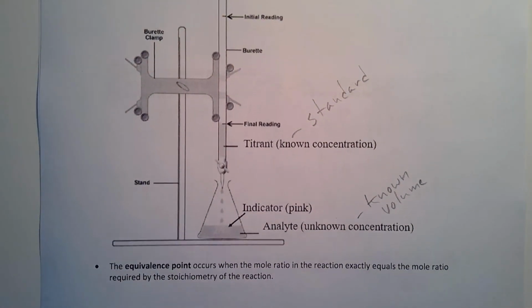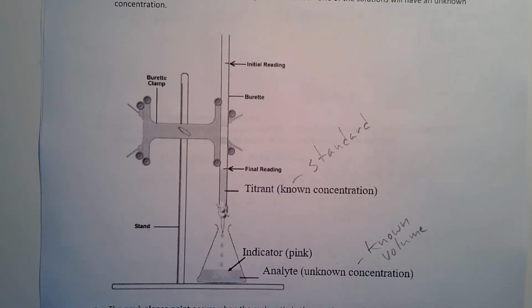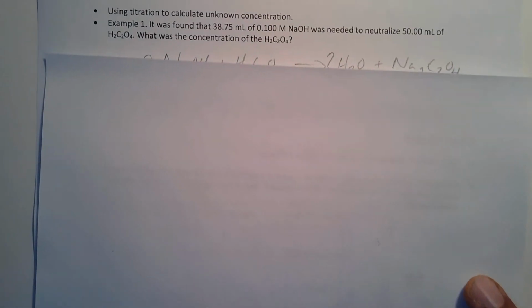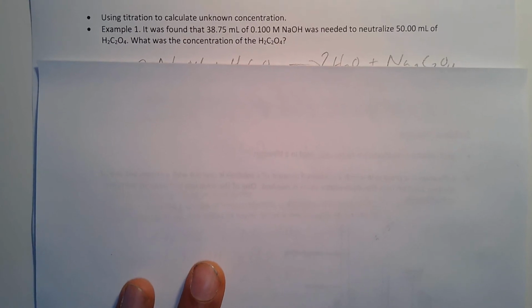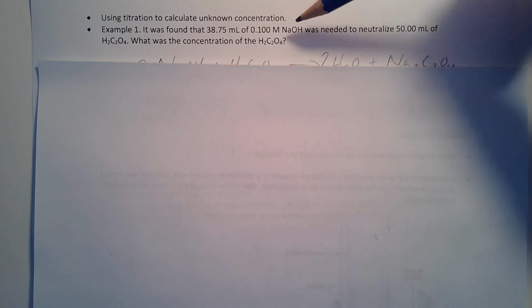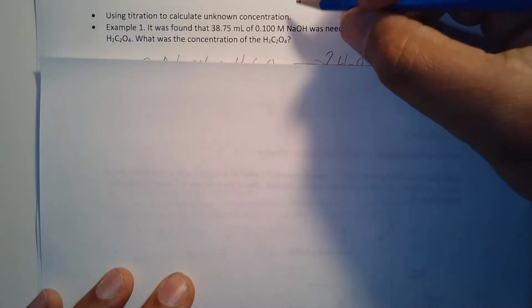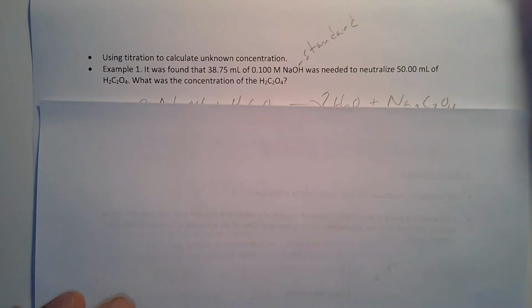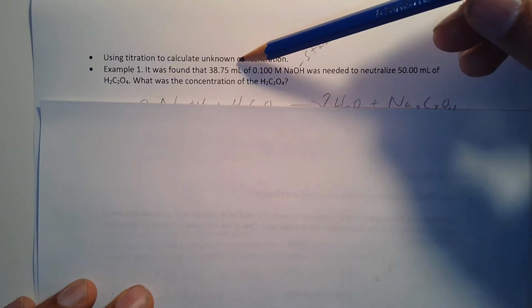So let's look at some questions having to do with this. Okay, so the first one here, we're going to use the titration to calculate unknown concentration, and this is typically what you would be using it for. The one that's the standard is the one whose concentration you know. So this is an acid-base titration, so either the acid or the base is going to be the standard. In this case, it's the base because we know the concentration. So this would be your standard, and this would be in the burette.